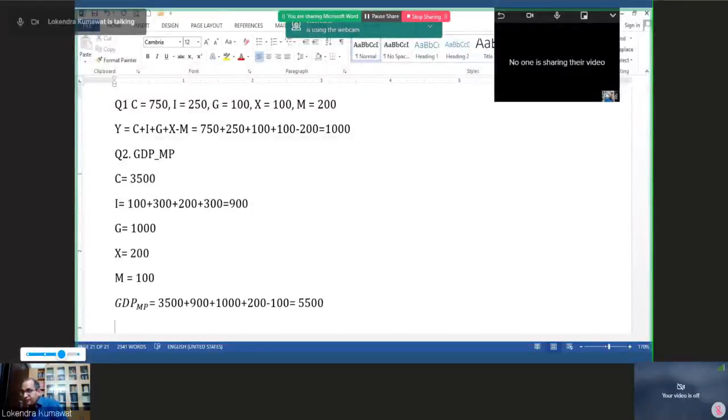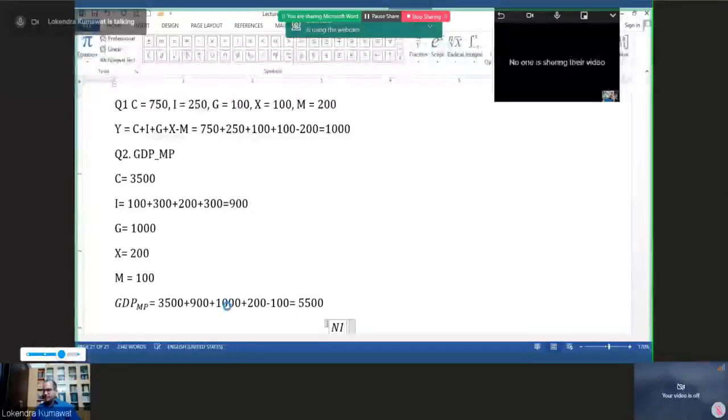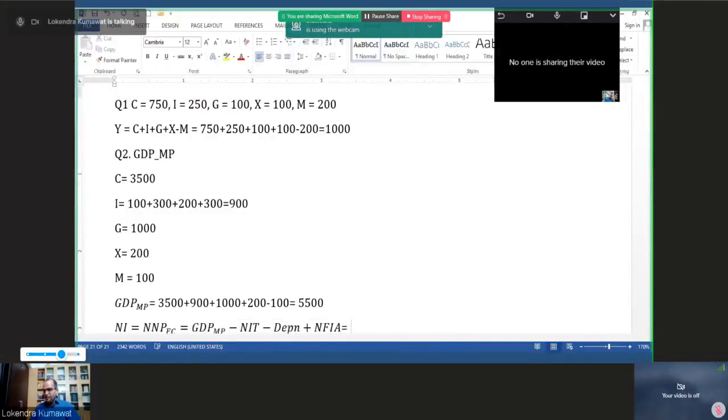Then we are supposed to calculate national income from this. We know national income is equal to NNP at FC. NNP at FC means, from GDP at market price, first we need to convert it into factor cost. For factor cost we need to subtract net indirect taxes. That will give me factor cost. Then I need to convert into net. That means I need to subtract depreciation, and then I need to add NFIA, net factor income from abroad, to convert into net national product.